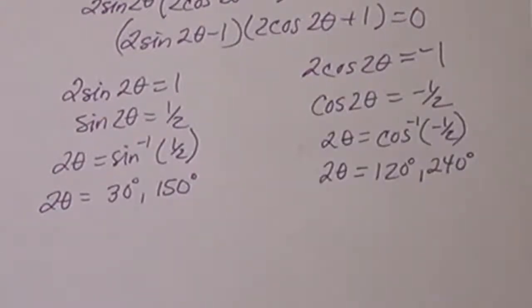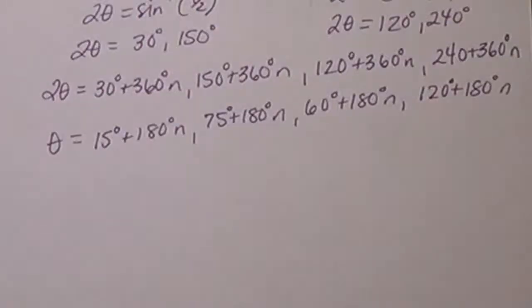So here are the values for 2 theta within the first revolution of the unit circle. Again, we need to first find all of the coterminal angles, and then we can go through and divide out by the 2. So theta will equal 15 degrees plus 180n, 75 degrees plus 180n, 60 degrees plus 180n, and 120 degrees plus 180n. And so now we can go through and solve for our different values.